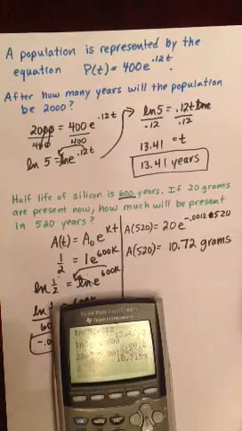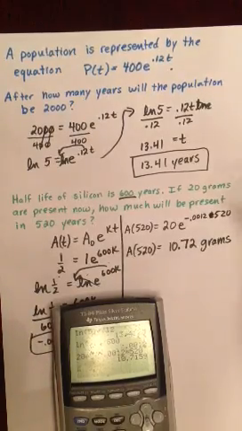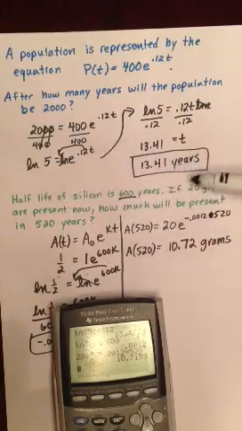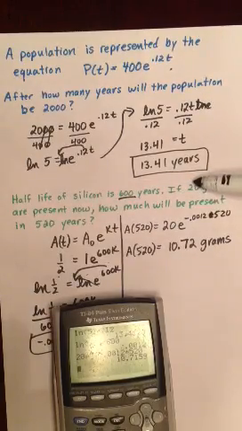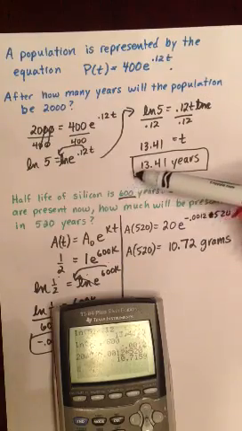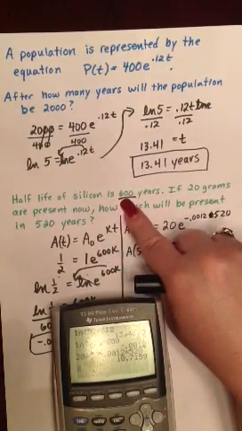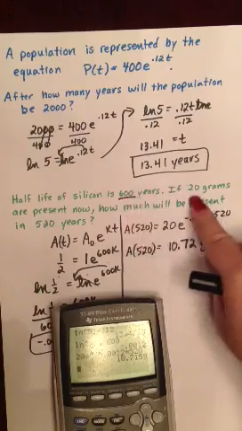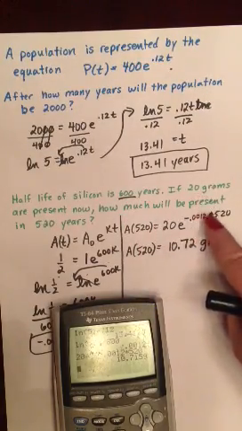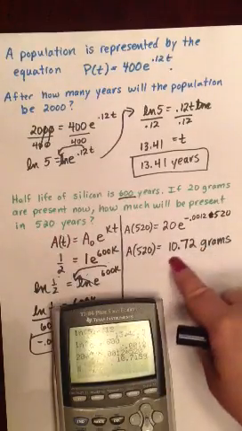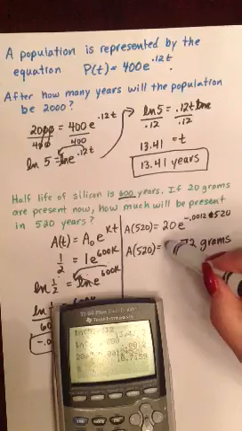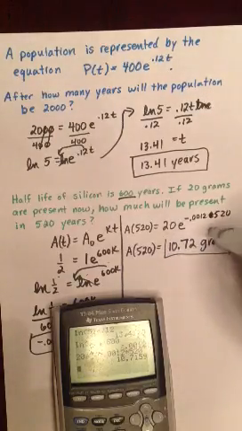It's always a good idea to wonder, does this make sense? Yeah, because it says in 600 years you're going to have half of it. So half of 20 would be 10. So in 600 years, I'm going to have half of this. If 600 years had passed, I would have 10. But only 520 years have passed, so I have a little bit more than 10 still, so 10.72. That would be our answer, 10.72 grams.